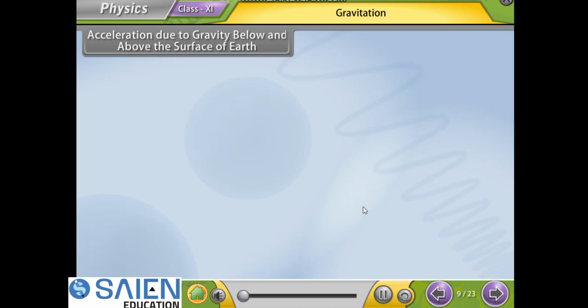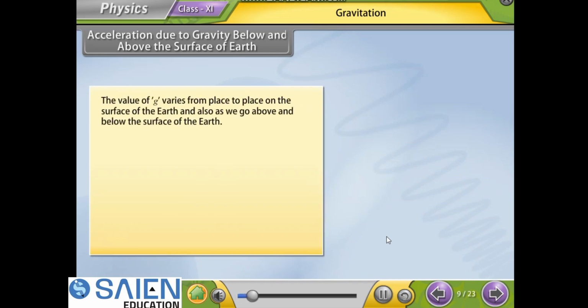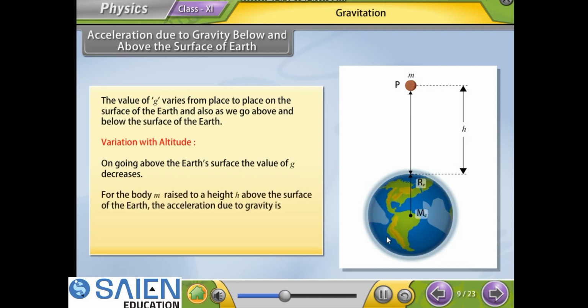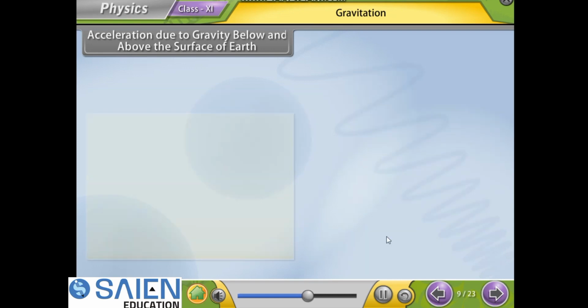Acceleration due to gravity below and above the surface of Earth. The value of g varies from place to place on the surface of the Earth and also as we go above and below the surface of the Earth. Variation with altitude. On going above the Earth's surface, the value of g decreases. For the body m raised to a height h above the surface of the Earth, the acceleration due to gravity is given by g dash is equal to g multiplied by 1 minus 2h upon R.